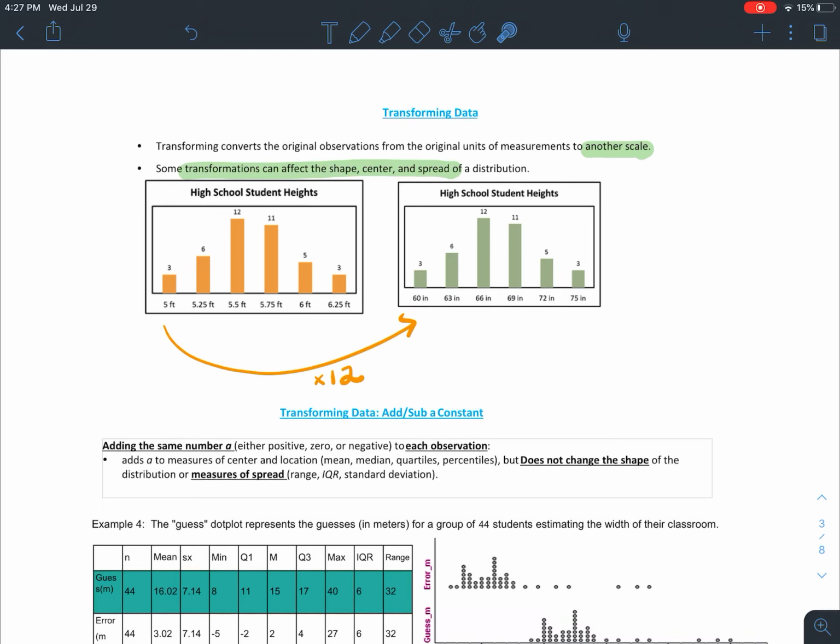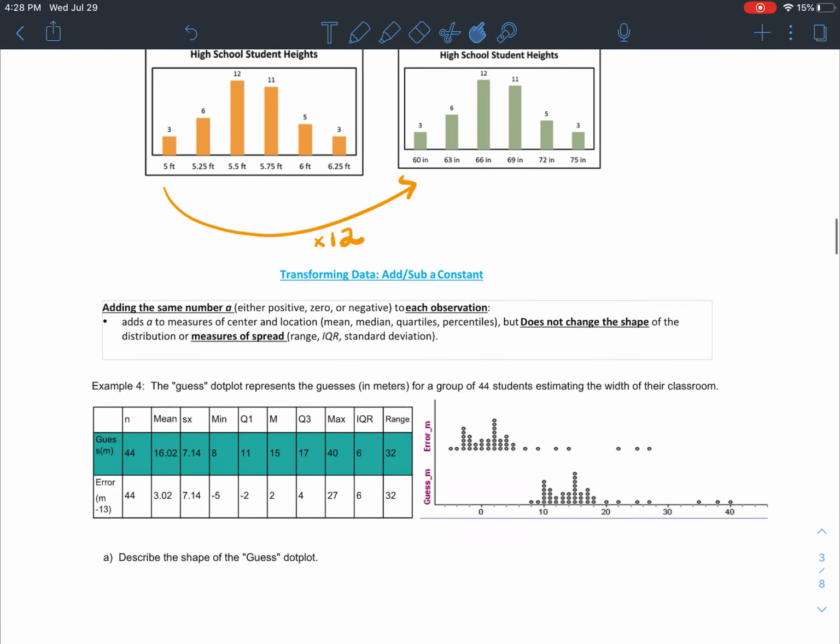However, the center, if you were to estimate where the center of this would be, whether you're going to do the median, you're going to get a number somewhere here, between 5.5 and maybe 5.75 feet. If you calculate the center here, it's a totally different number. It's between like 66 and 69 inches. So the center is a different number because we're in a different unit of measurement. And we'll talk about the spread here as well.